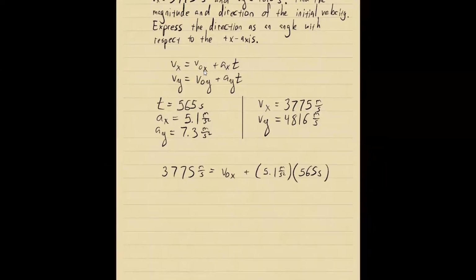And then for the y component equation, we have the y component for our final velocity on the left-hand side, so 4,816 meters per second. On the right, we have our initial velocity's y component, plus the acceleration in the y direction, which is 7.3 meters per second squared, again times our time.